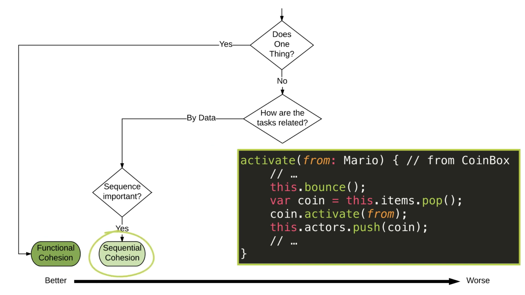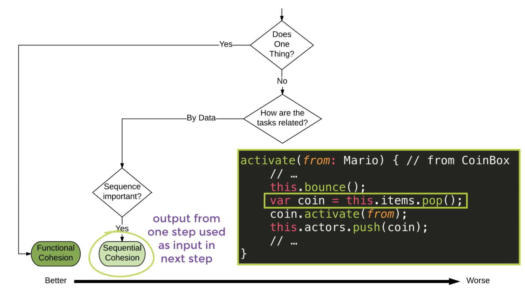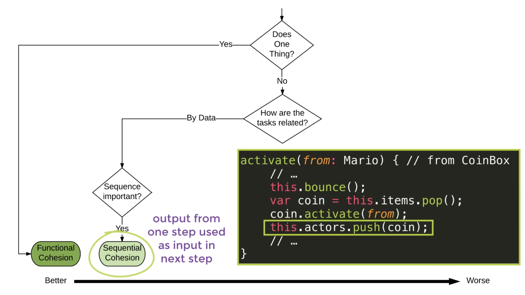Sequential cohesion arises when operations within a method transform output from one step and use it as input to the next step. This results in a sequence of steps oriented around some kind of data. Here's a different example from Coinbox within Mario. In this case, there is sequential cohesion because a number of steps are being performed linked by the coin object. This includes manipulating the Coinbox's items array, activating the coin, and adding the coin to the actor who hit the coin box in the first place. Sequence is important here too, because we need to bounce the box before showing the coin. This kind of cohesion is normal because these are the kinds of methods that allow our systems to perform complex tasks.